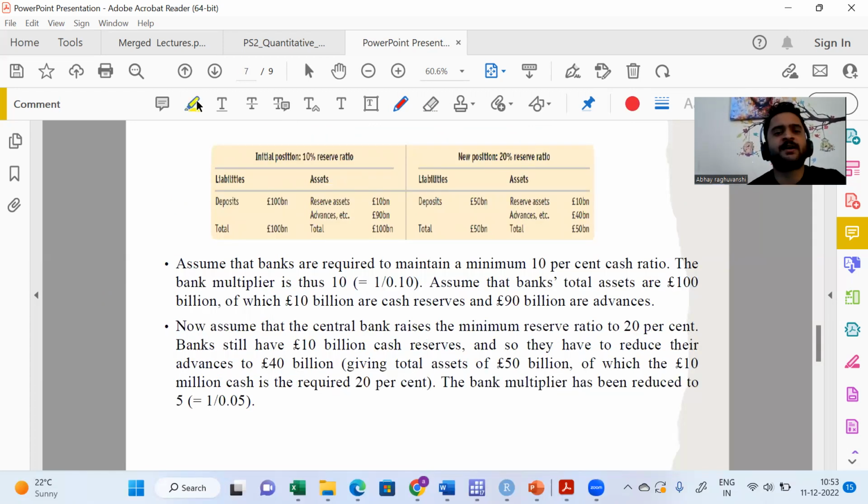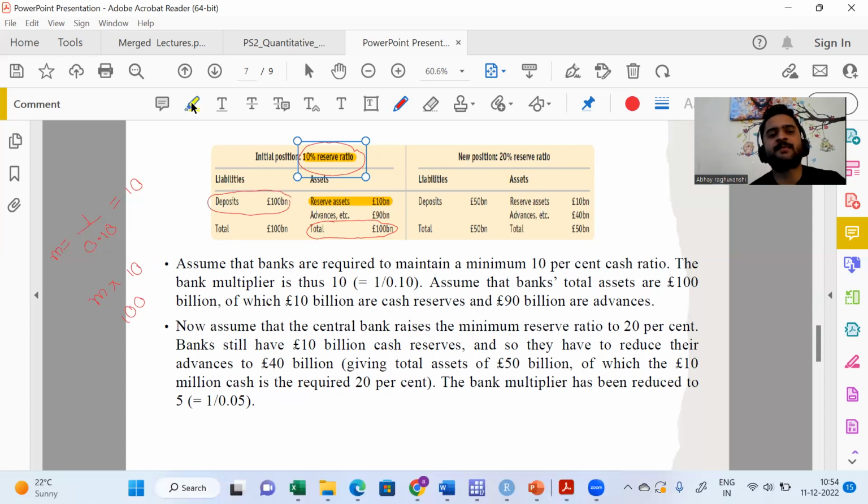So let's consider this as an example. Suppose the central bank initially decided on a 10% reserve ratio, and the reserve asset with the bank was 10 billion. If the reserve ratio is 10%, the multiplier is given by 1 upon 0.10, so the multiplier is 10. The total amount of money supply would be this multiplier times the reserve asset, which is 10, so the total is 100. If the total is 100 and the reserve is 10 billion, the advances become the difference of the two, and the total deposits are 100 billion.